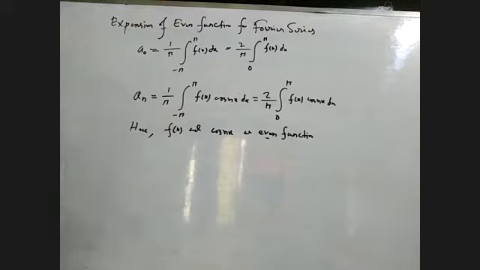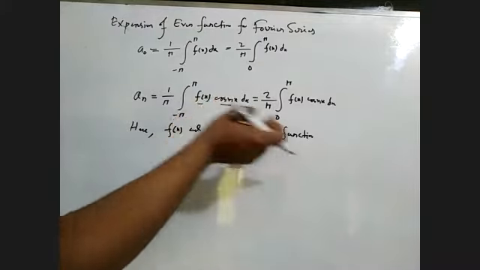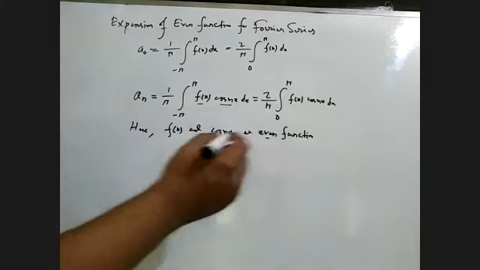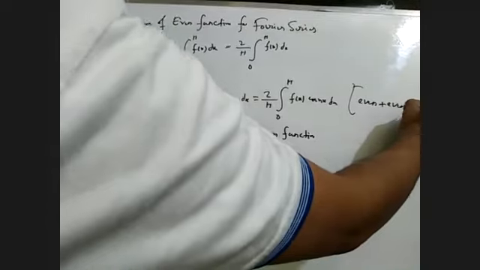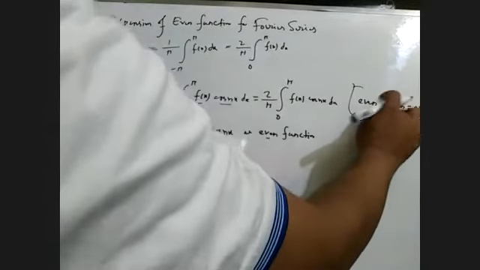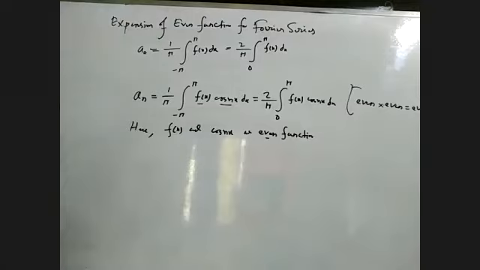Again, we have to remember that the multiplication of two even functions is also an even function. Remember it. The multiplication of two even functions, suppose this and this, will also give an even function. That means even times even will be what? Also an even function. You have to remember this concept.